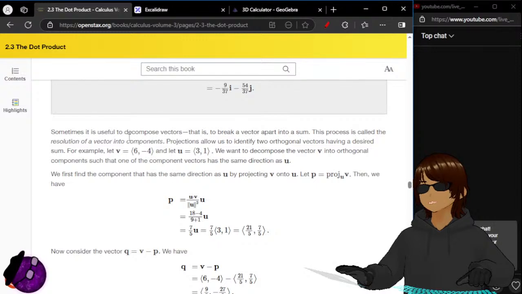Sometimes it is useful to decompose vectors, that is, to break a vector apart into a sum. This process is called the resolution of a vector into components. Projections allow us to identify two orthogonal vectors having a desired sum. For example, let V be 6 and minus 4 and let U be 3 and 1, and decompose the vector V into orthogonal components such that one component vector has the same direction as U.